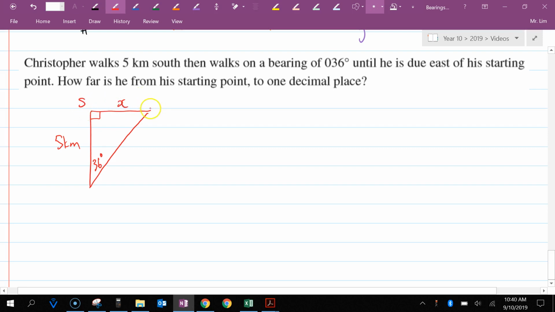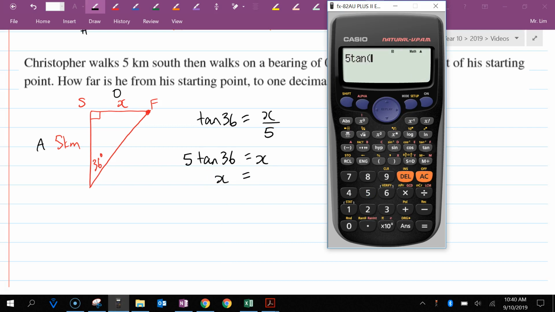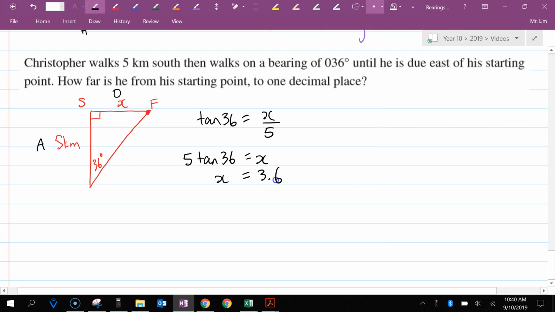So he started here, he finished here. That's why I've labeled that line x. So let's label this triangle. We've got opposite and adjacent. That gives us tan of 36 degrees is equal to opposite over adjacent. Therefore, 5 tan of 36 is equal to x. So x is equal to 3.6 to 1 decimal place.